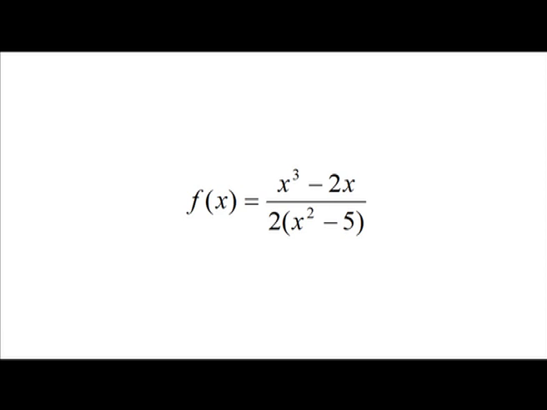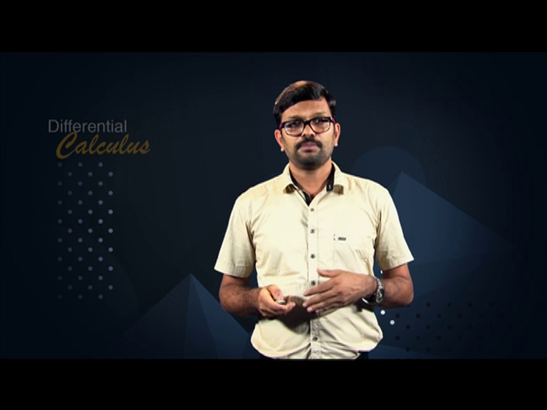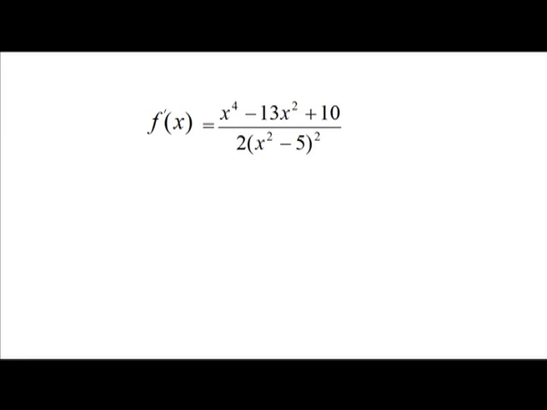We have f of x is equal to (x cube minus 2x) whole divided by 2 times (x square minus 5). By the quotient rule of differentiation, we get f dash of x is equal to (x to the power 4 minus 13 x square plus 10) whole divided by 2 times (x square minus 5) square.